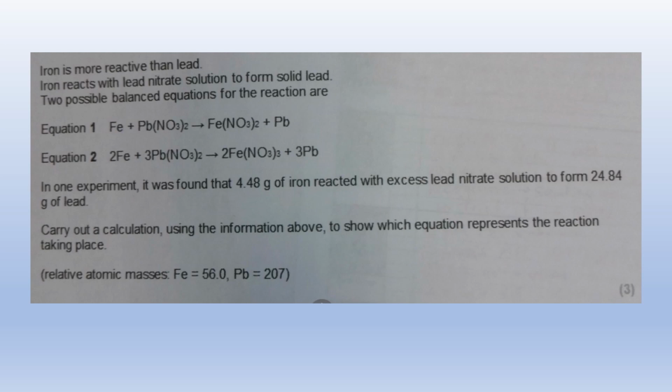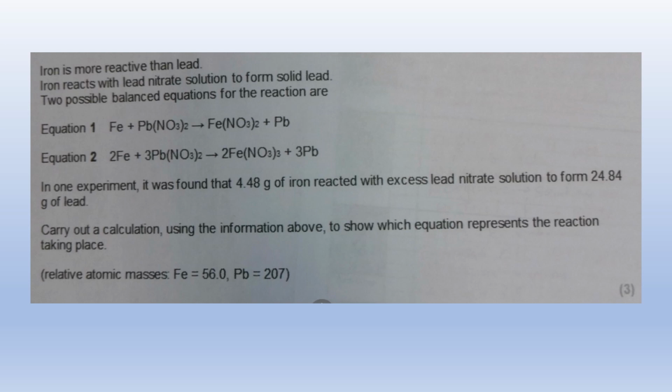I'm probably going to have to spread this across 2 slides because this doesn't leave me with very much room to work with. But going through and bugsing our question so that we know exactly what the question is asking us to do. Iron is more reactive than lead. Iron reacts with lead nitrate solution to form solid lead. 2 possible balanced equations to the reaction are below. So here we've got equation 1 and equation 2.